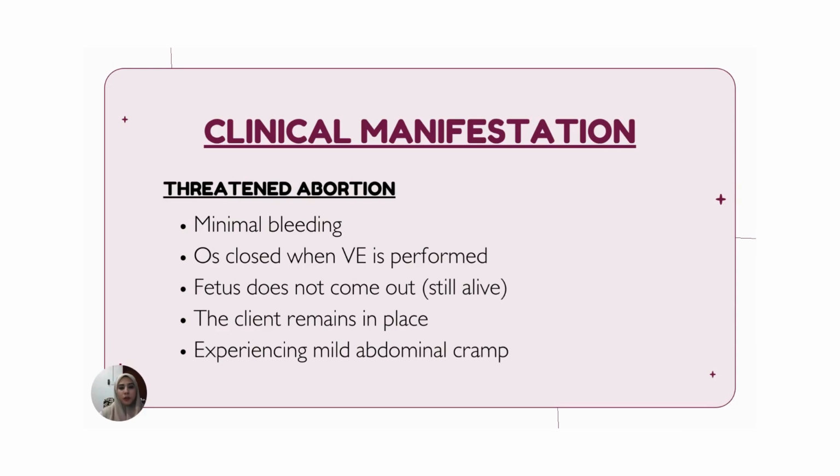For the threatened abortion, the client will present with minimal bleeding, and the os is closed when vaginal examination is performed. The fetus does not come out and is still alive. The client remains in place, experiencing mild abdominal cramps.